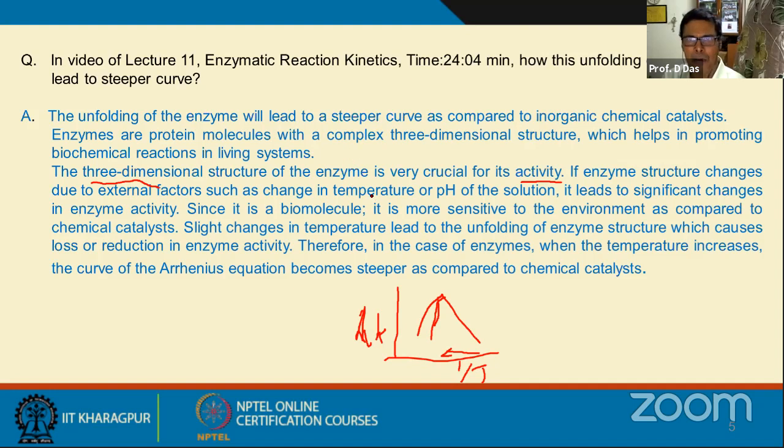Since it is a biomolecule, it is more sensitive to the environment as compared to a chemical catalyst. Slight changes in temperature lead to unfolding of the enzyme structure, which causes loss or reduction of enzyme activity. Therefore, in the case of an enzyme, when the temperature increases, the curve of the Arrhenius equation becomes steeper as compared to a chemical catalyst. I hope it is very clear to you.